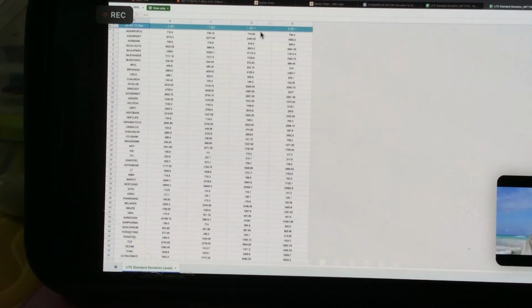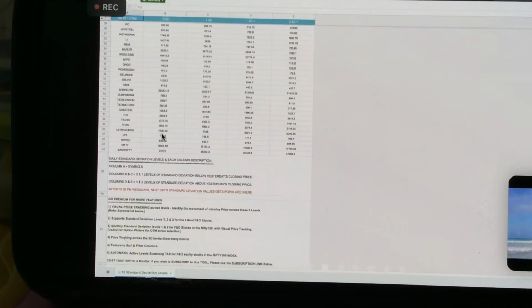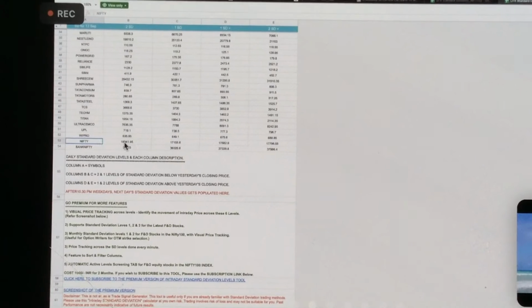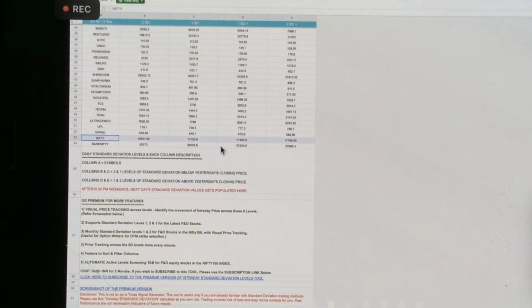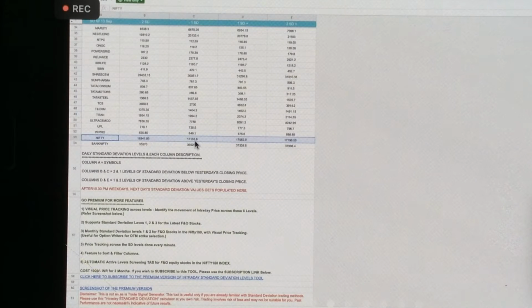So the upside standard deviation we will be using for looking for call strikes, which we want to short if someone wants to follow this method. And the downside standard deviation we will be using for looking for put strikes. So if we scroll down, we will be getting it for Nifty. Right, so Nifty is currently at 17,350. Minus one standard deviation is 17,155.